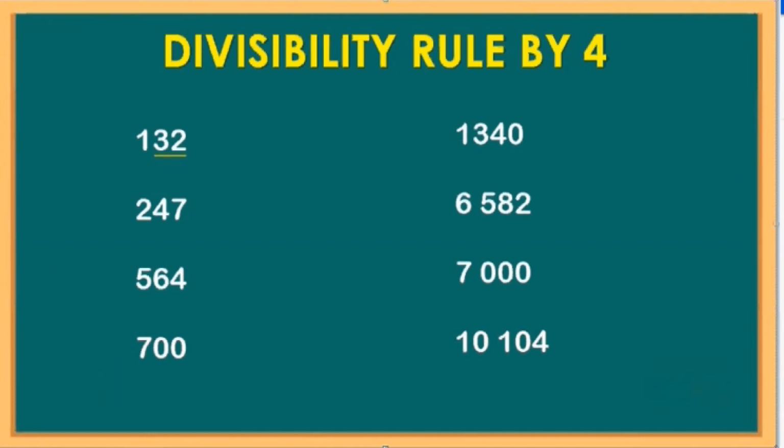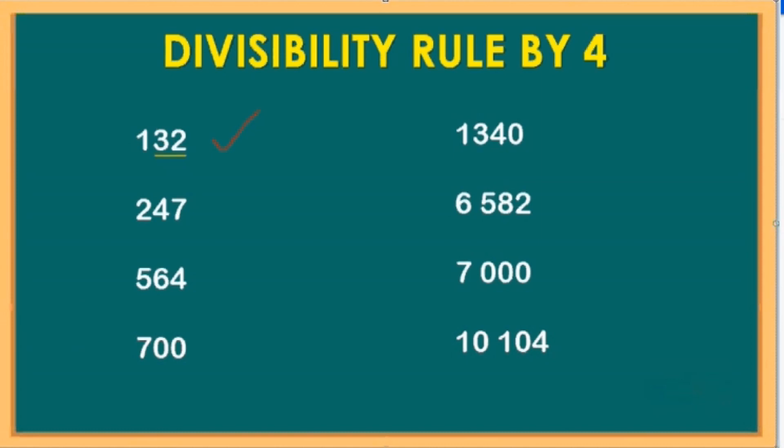132 ends in 32. So 32 is divisible by 4, or 32 can be divided by 4 without any remainder. Therefore, 132 is divisible by 4. Without dividing, by just looking at the last two digits and giving its value, we will know already that 132 is divisible by 4 because 32 is divisible by 4.